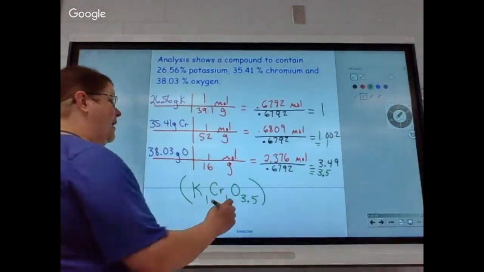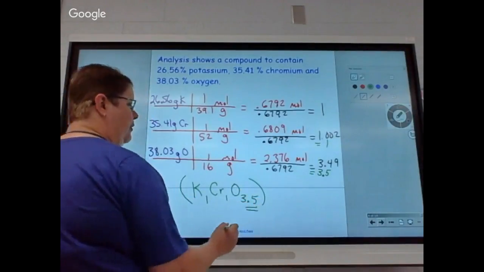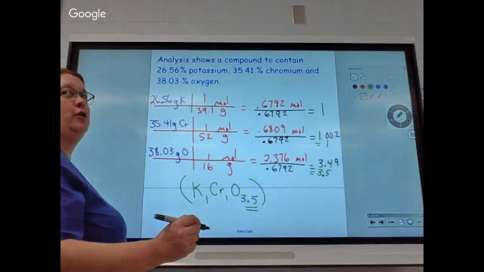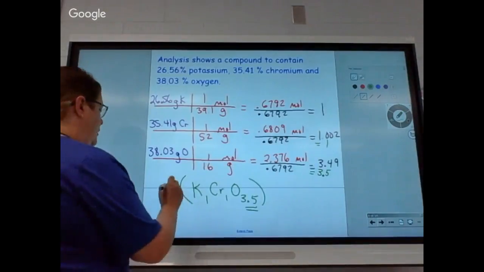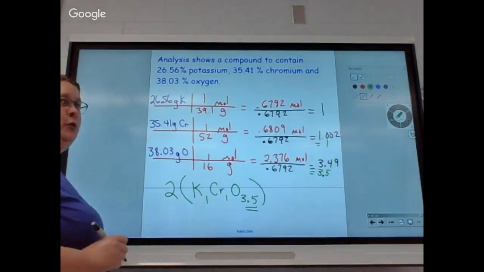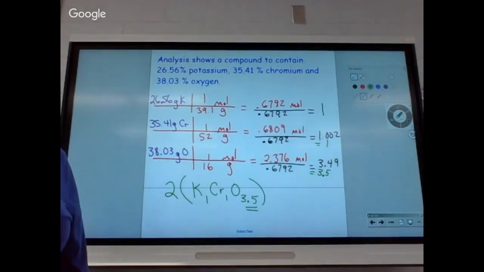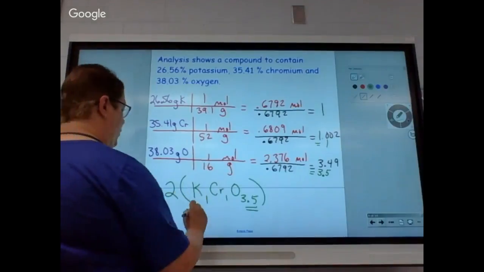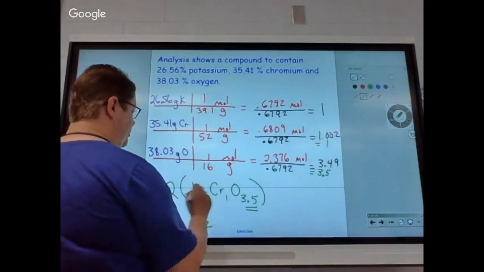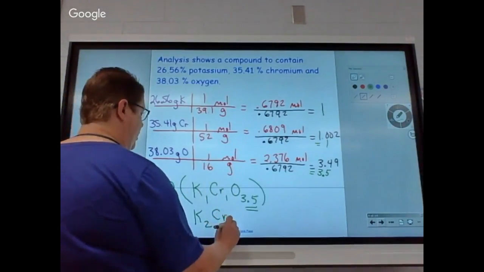So when you have a half, you multiply by the inverse or the reciprocal. So we're going to multiply by 2. You can't round up. You can't round down. You have to multiply by the inverse or the reciprocal to get rid of the half. So 2 times 1 is 2. 2 times 1 is 2.